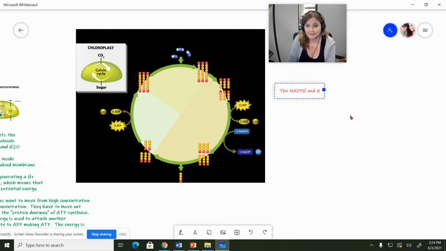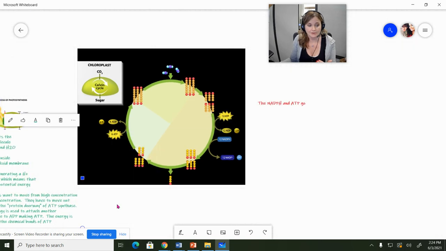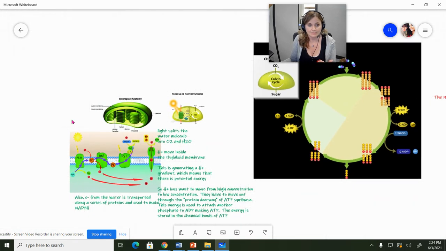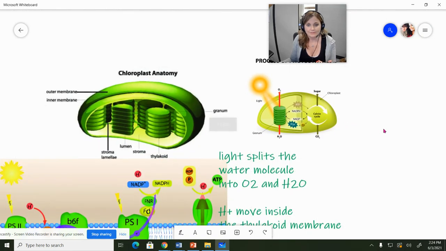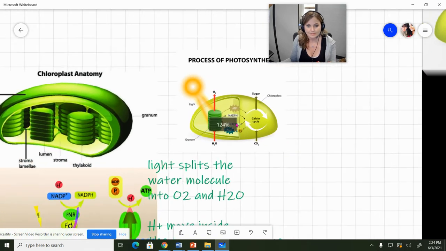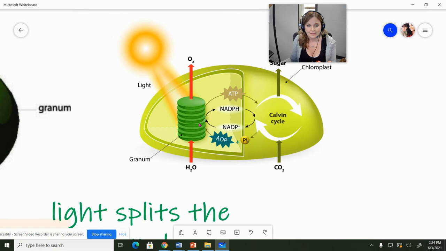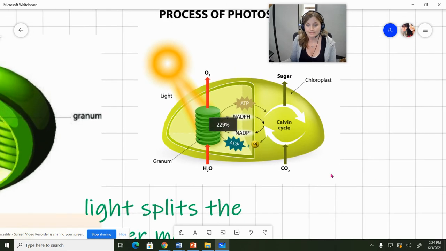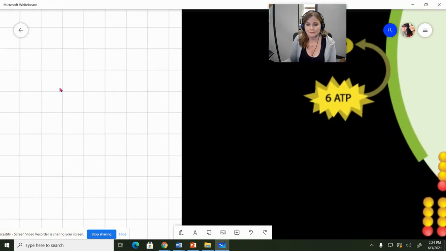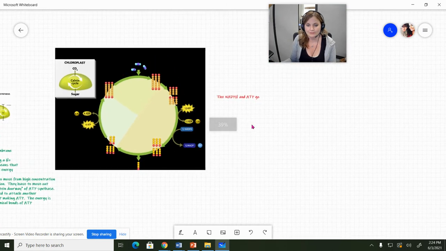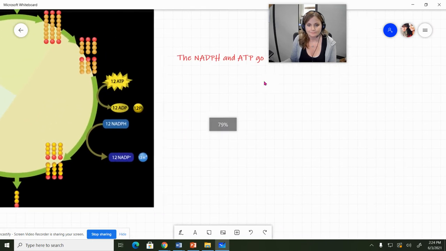The NADPH and ATP go out of the thylakoid at this point, by the way, just from our anatomy perspective. They are moving out of the thylakoid here, okay? And they're going just into that liquidy part called the stroma, which is all surrounding the thylakoids, okay? So that's where they are.